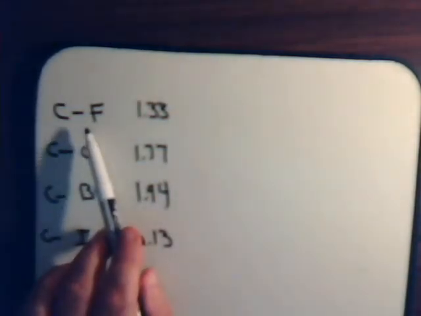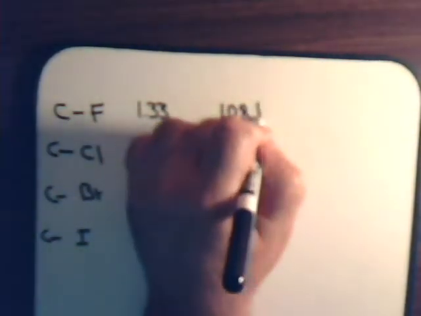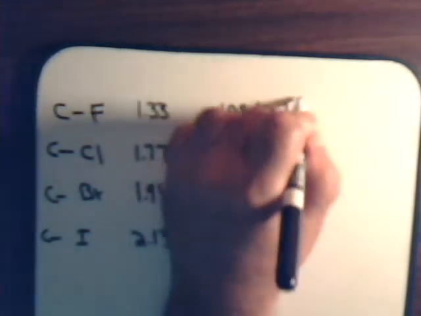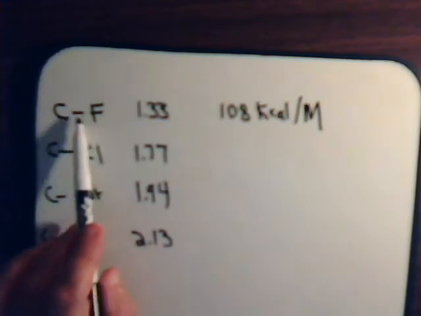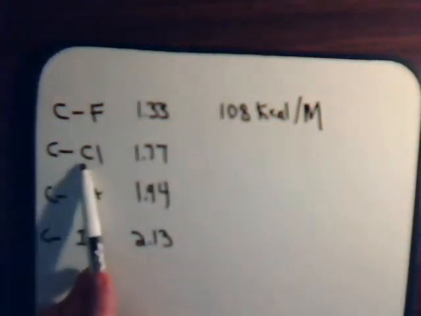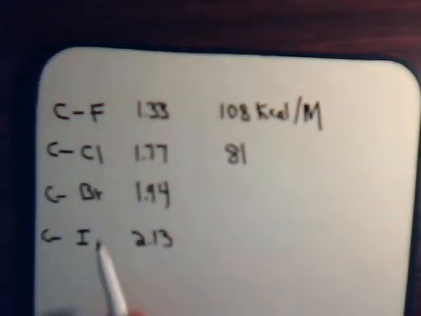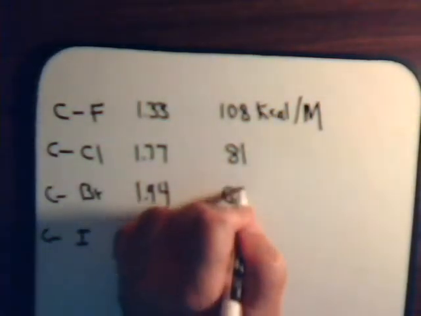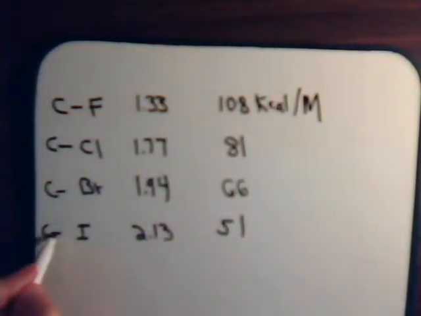To break this bond takes about 108 kilocalories per mole. So if we had a mole of these types of compounds and wanted to break that bond, it would take 108 kilocalories. Here, where the bond is longer, it's 81 kilocalories per mole. Here, 66. And here, 51 kilocalories. Again, the longer the bond is, the weaker it is.